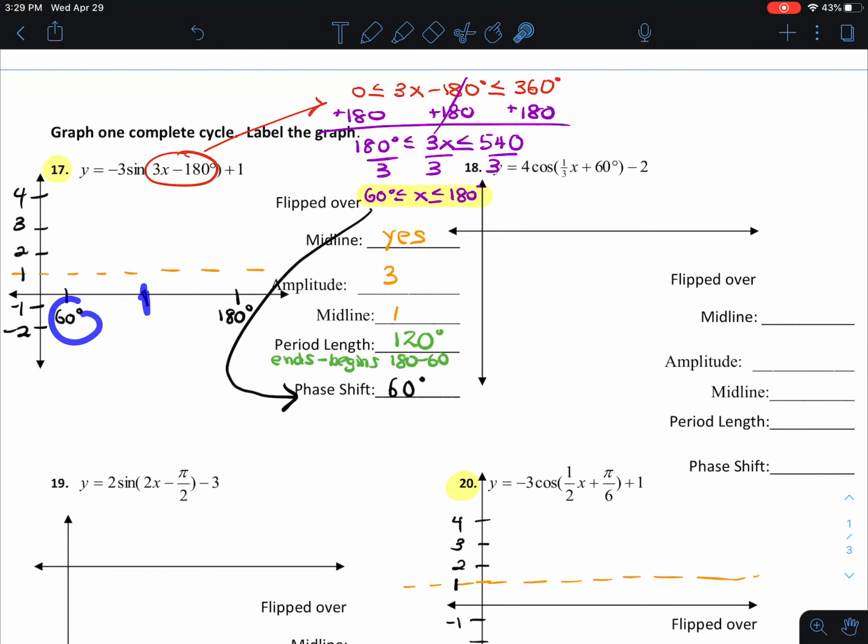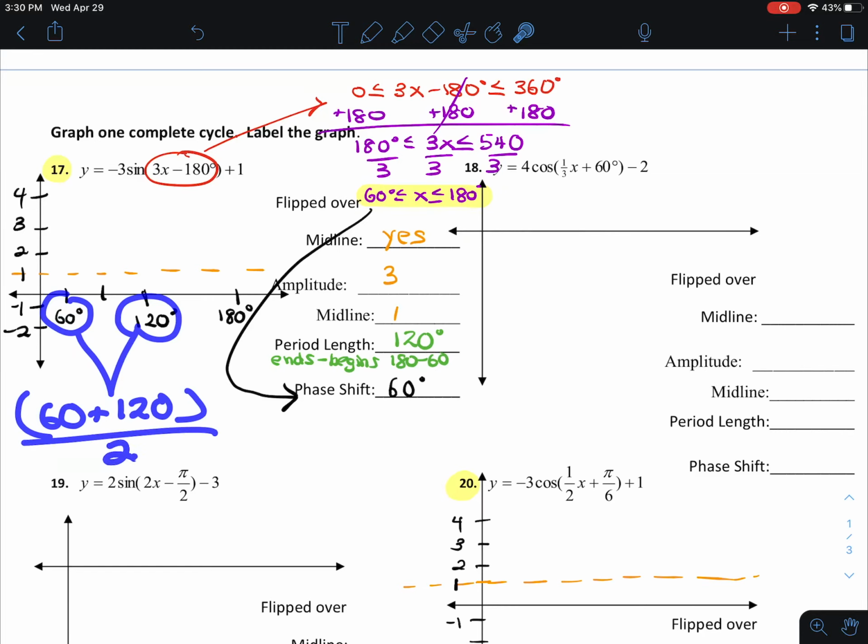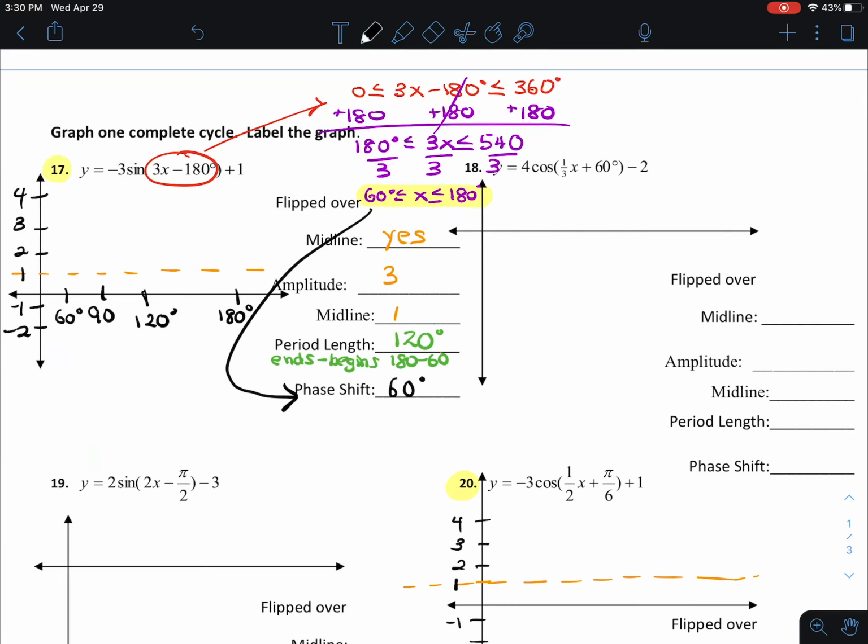Okay, to get the very middle, this is averaging. This is where on your calculator you would take 60 plus 180, hit enter, divide that by 2. That's going to give you the middle of this to be 120 degrees. Then we're going to follow that same procedure here. We're going to average 60 and 120. We divide that by 2. That's going to give you the 1/4 mark at 90.